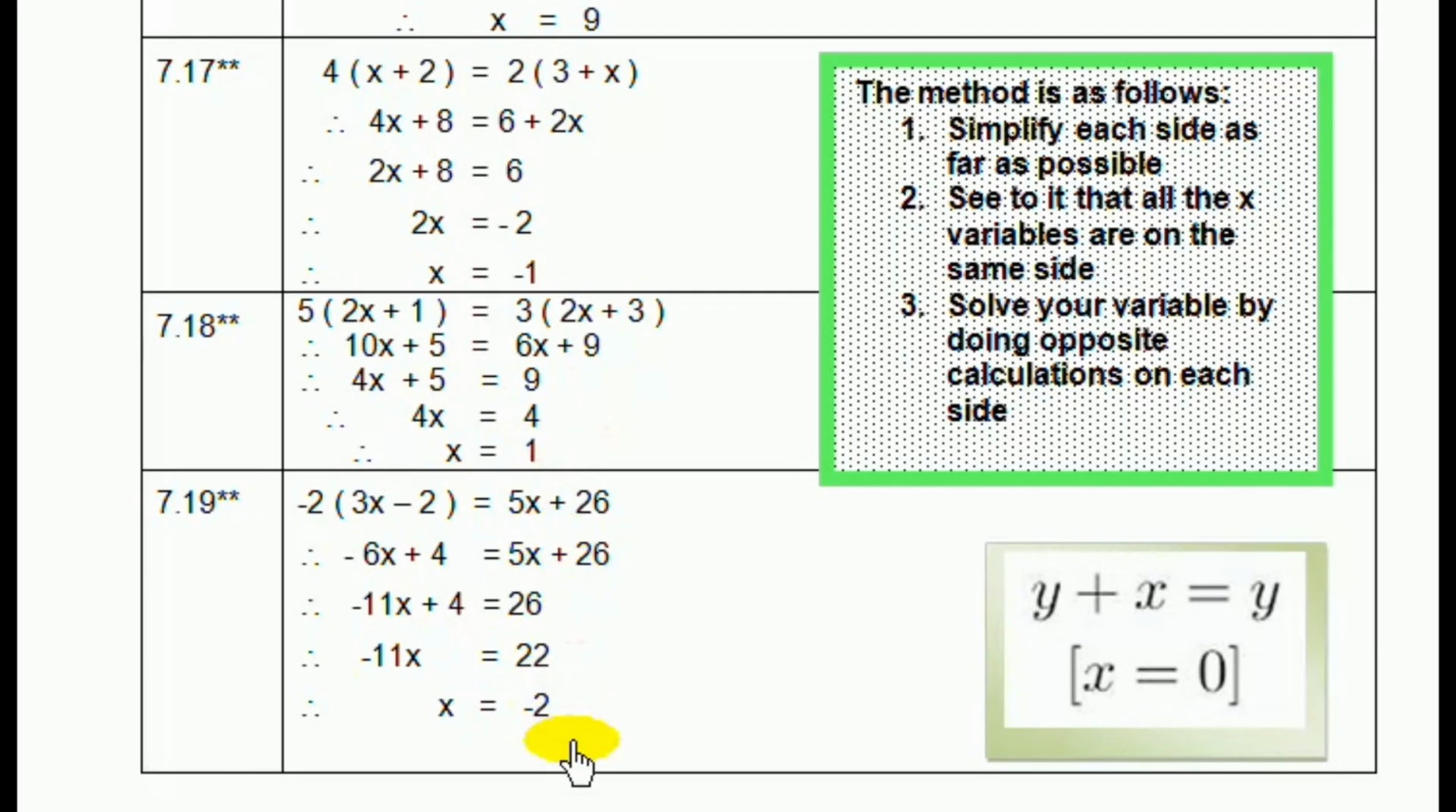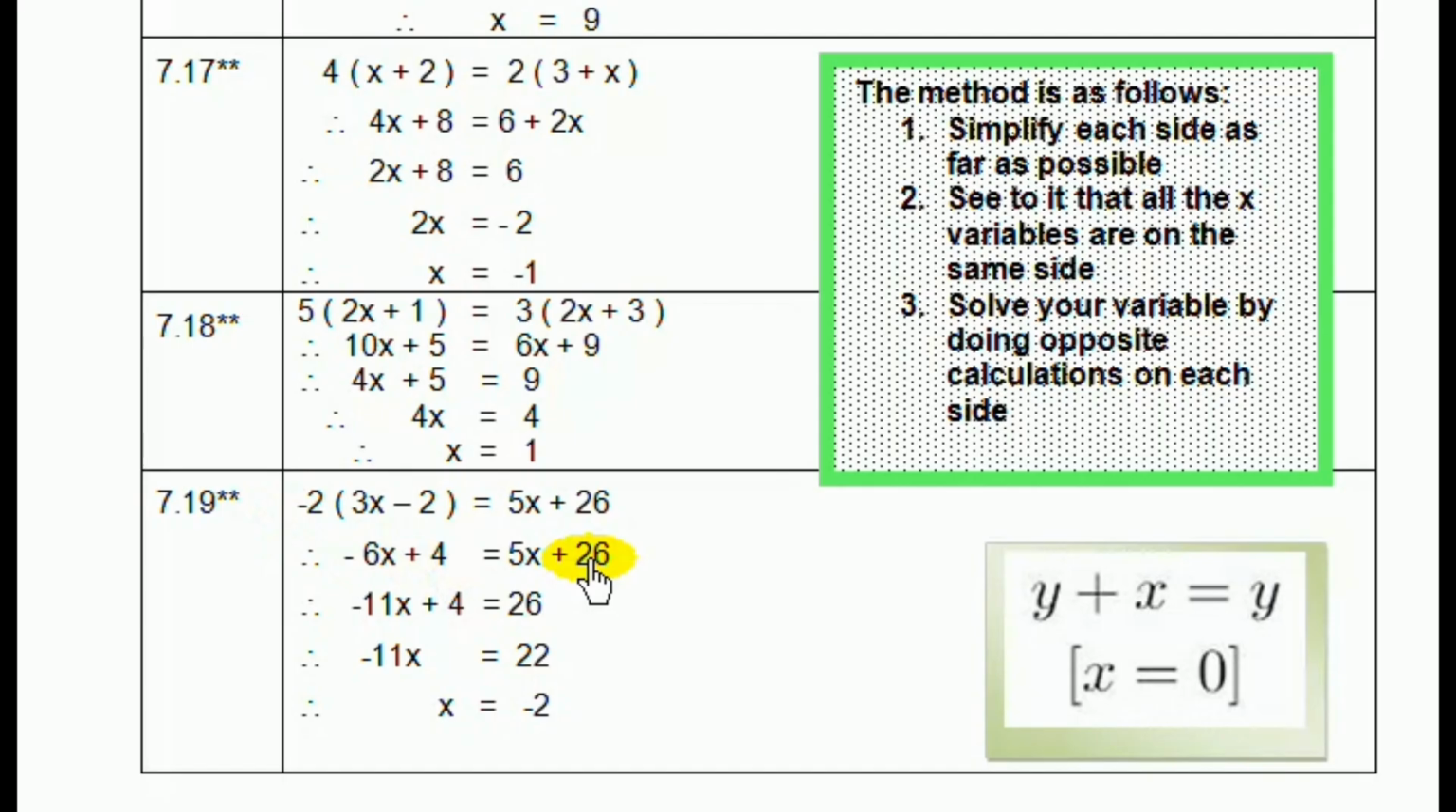Then this one is not that difficult either. It's got only a bracket on the one side. Only thing that is difficult here is the negative 2 there, minus 2. So be careful when you multiply. Minus 2 times 3x is minus 6x. Minus 2 times minus 2 is plus 4. So there you have each side simplified.